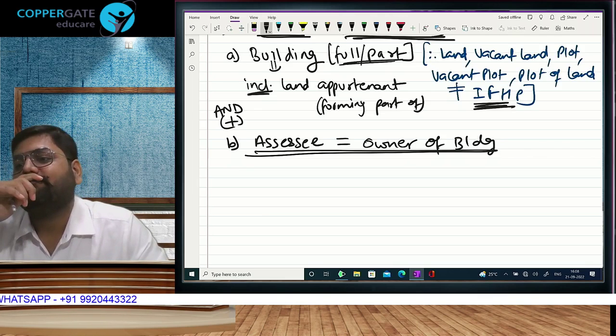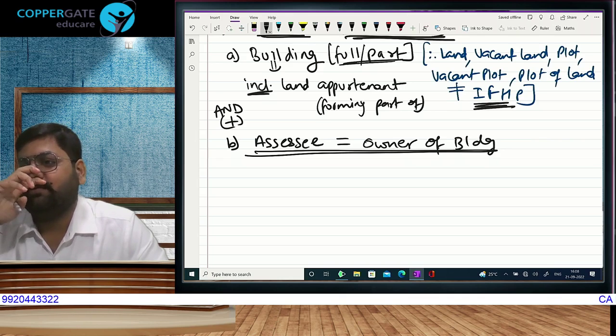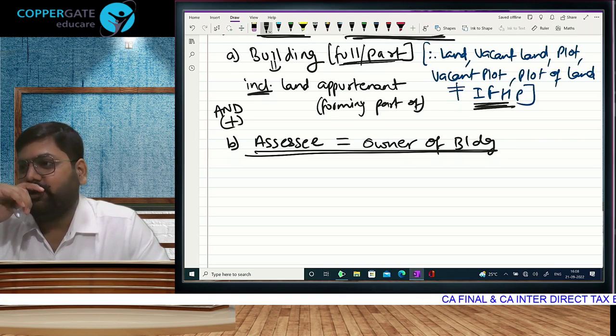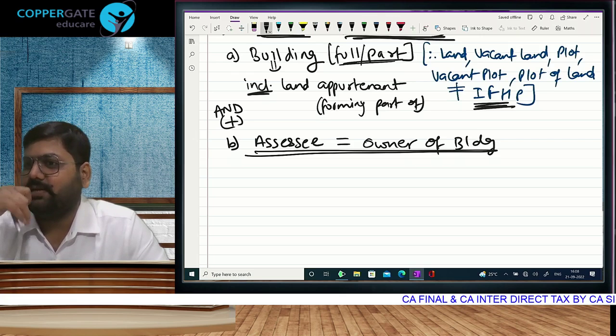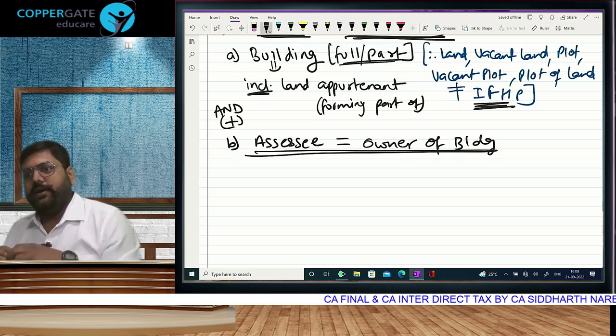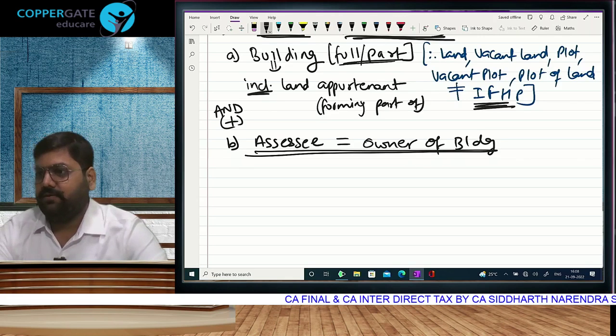When you take a plot of land on rent yourself. Not land, there should be a building here. You take any asset on rent yourself and then you rent it out to others to use, provided the original owner has permitted. Because most live-in license agreements clearly specify you can't sublet. Sublet means take on rent and give it further on rent.